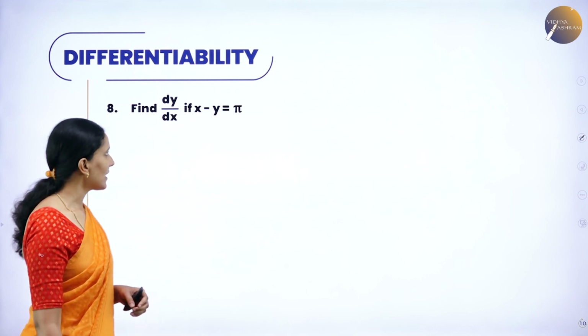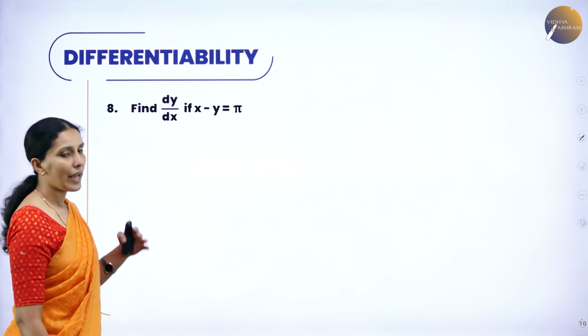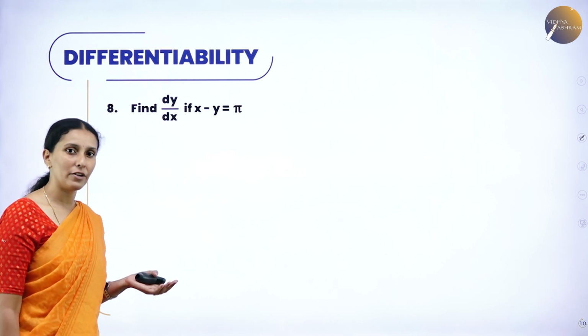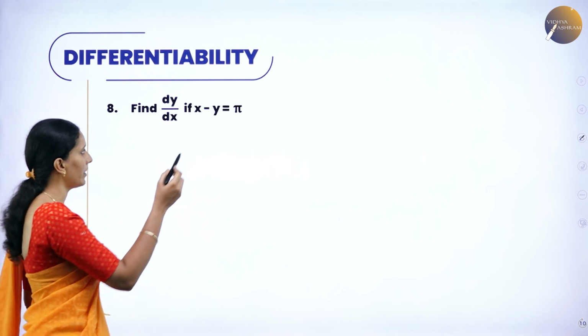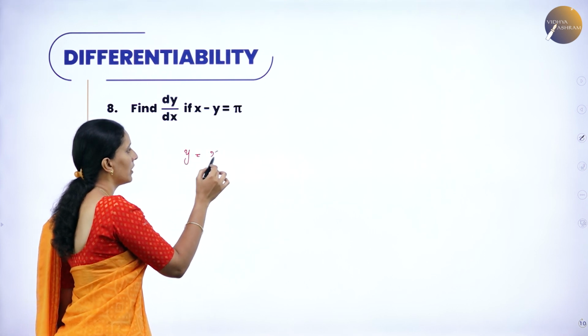Find dy by dx if x minus y is equal to 5. So here you can see both x and y are on the same side. You can consider it as an implicit function, or you can convert this function into y and then find dy by dx. So if you convert this, you will get y is equal to x minus 5.